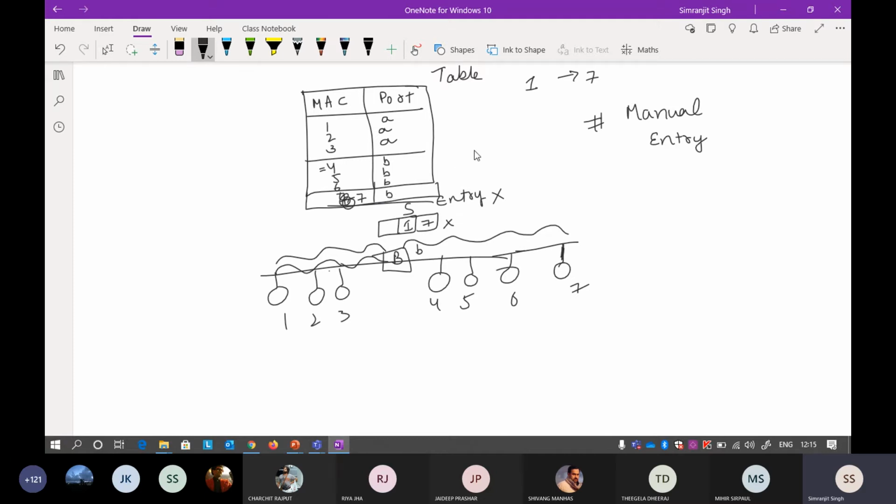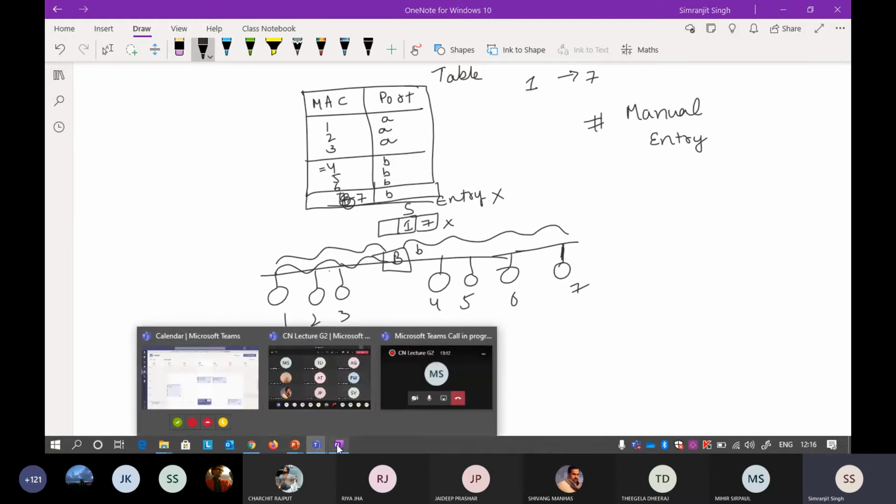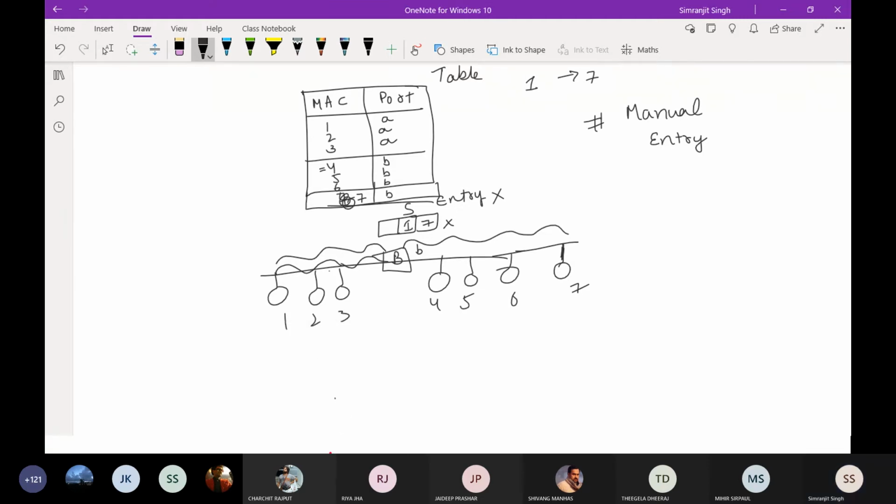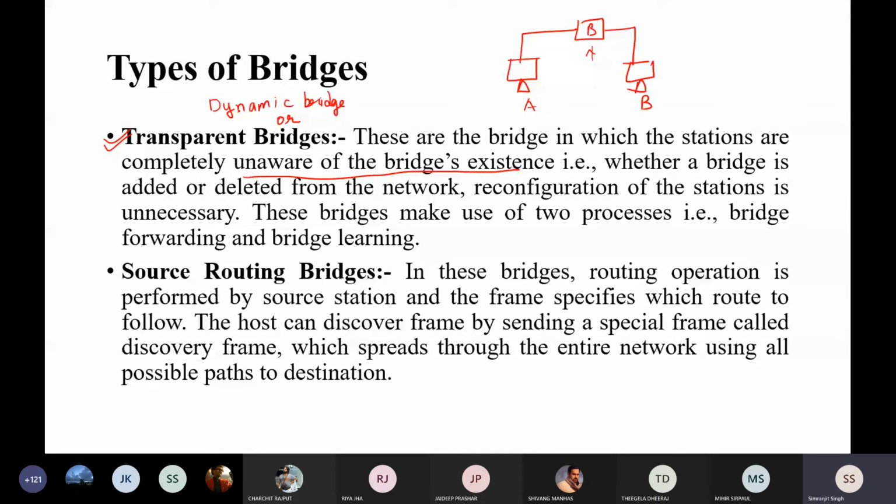That is how your transparent bridge works, and that is why it is known as a dynamic bridge, or also a learning bridge. By sending a signal and receiving the acknowledgement, it comes to learn that a new device is connected to it, so that it will again update the entry.